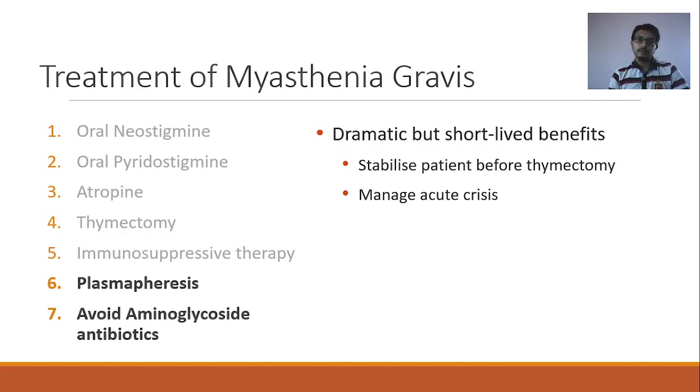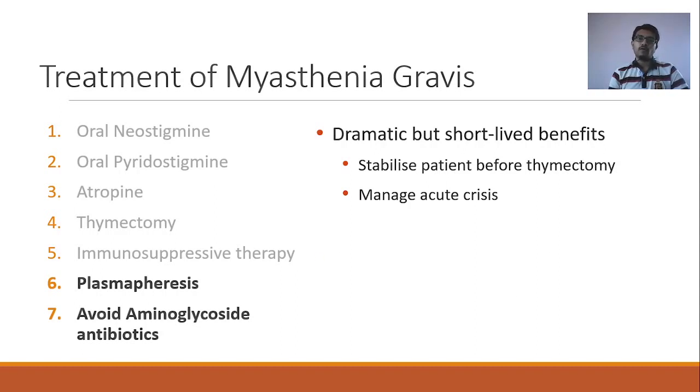short-lasting treatment option for the management of severe myasthenia gravis, especially in conditions where we are planning for a thymectomy and we want to stabilize the patient before we can take him up for the procedure. We can also use plasmapheresis to manage acute crisis, but it is not a long-lasting solution. The benefits are short-lived.